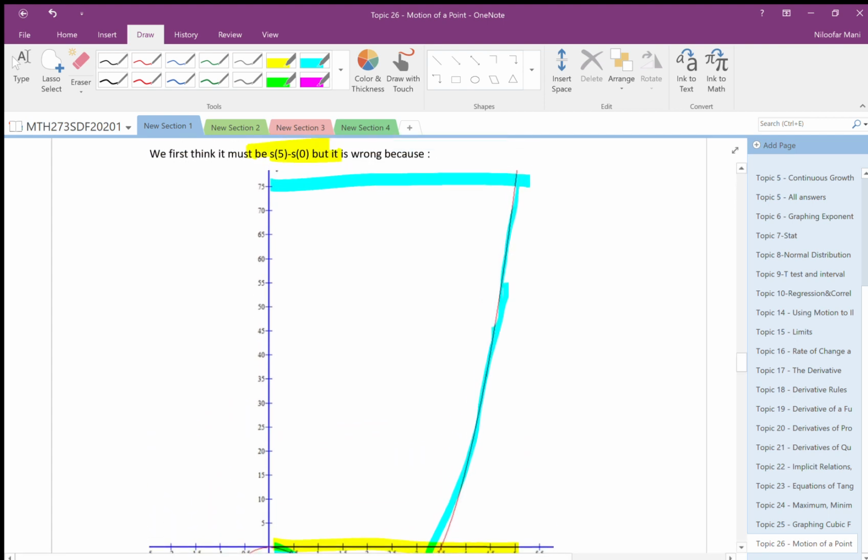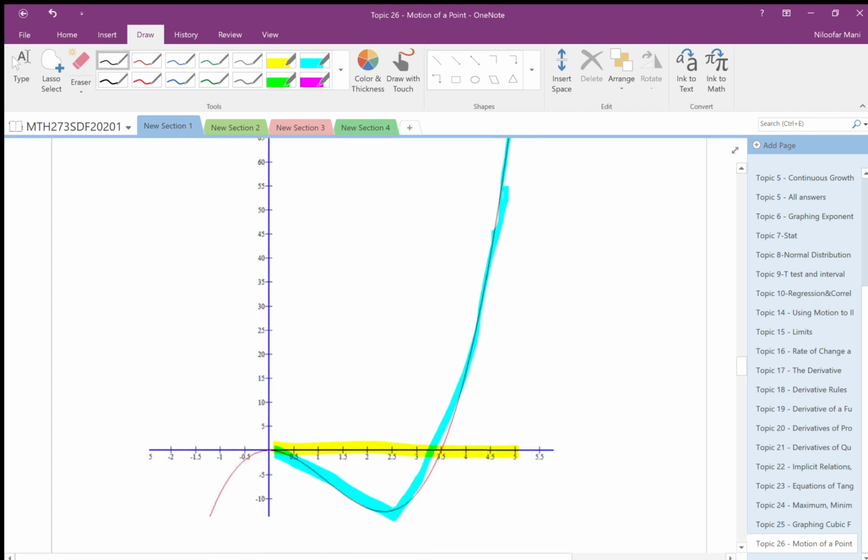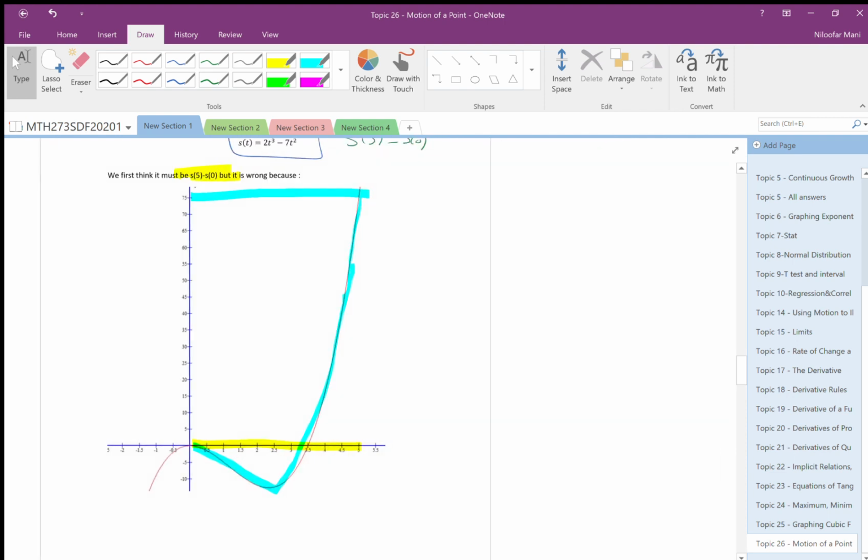If you do just 75 minus, it means you are just calculating this part. Okay, but you have to add this and this as well, because it's going down and coming up.